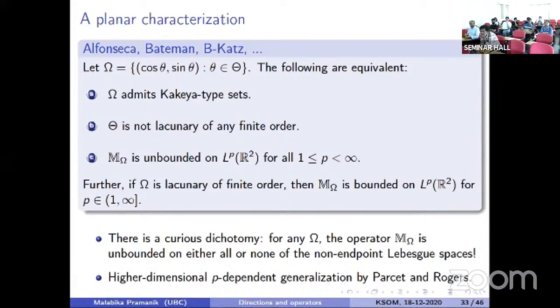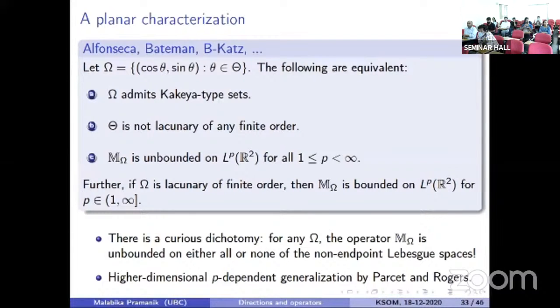The result states that the following three conditions are equivalent. Number 1, omega admits Kakeya type sets. Number 2, the angle set theta is not lacunary of any finite order. Number 3, the directional maximal average M omega is unbounded on the Lebesgue spaces LP of R2 for all p, including 1 and excluding infinity.